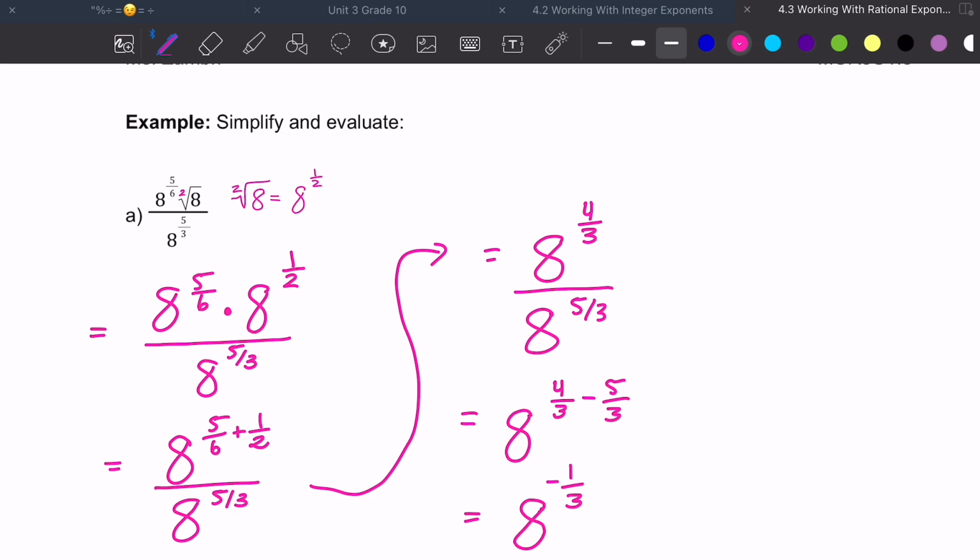Can I leave it like that? I cannot. We do not like negative exponents. So I gotta flip it as my final answer. All right, so this is really 1 all over 8 to the power of 1 over 3. Which then I have to evaluate. What is 8 to the power of 1 over 3? I could also write that as the cube root of 8, right? You could switch it, or you can do it in your calculator. 8 to the power of 1 over 3 is 2.